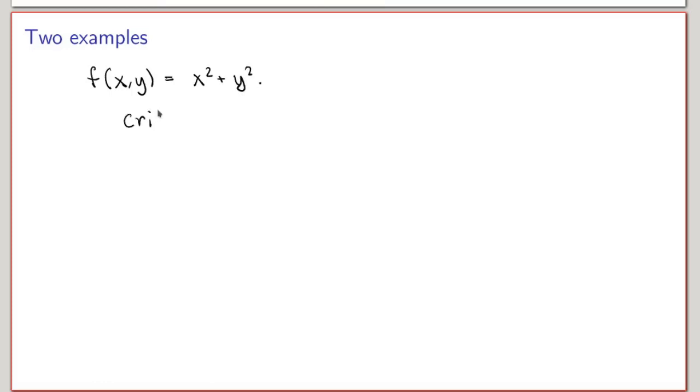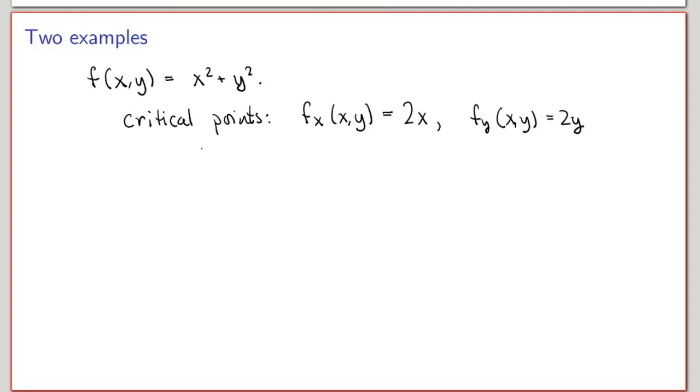So the first step is to determine the critical points of the function. Those are the points where both first order partial derivatives vanish. For this function, the first order partial derivative with respect to x is equal to 2x, and the partial derivative with respect to y is equal to 2y. So the only point where they both vanish is the origin, the point (0, 0).